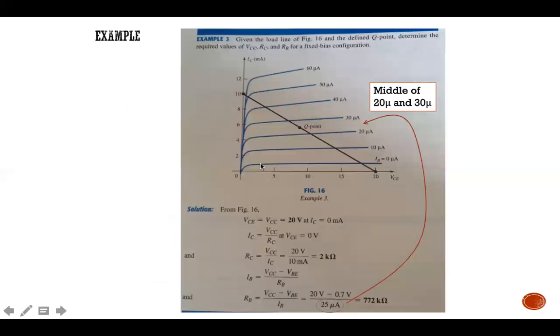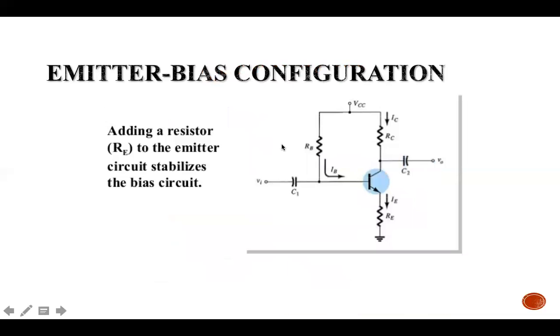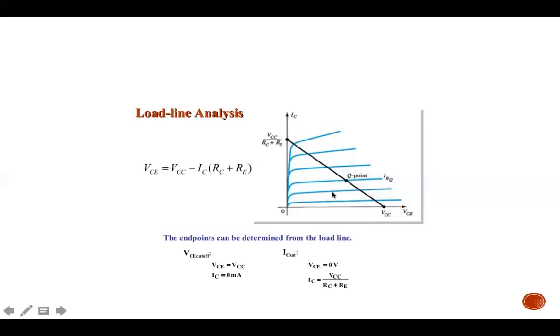For this one, this is common emitter configuration. You don't have the RE. This is common emitter bias configuration, so you have the additional RE here. The step is the same. So for the DC load line, you will get the IC saturation equals to VCC divided by RC plus RE.